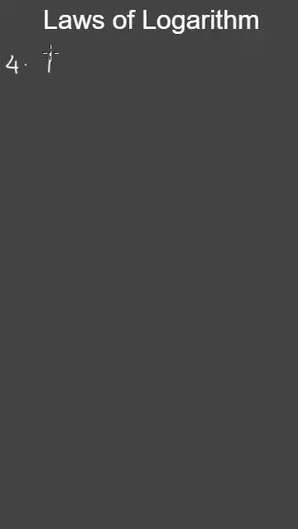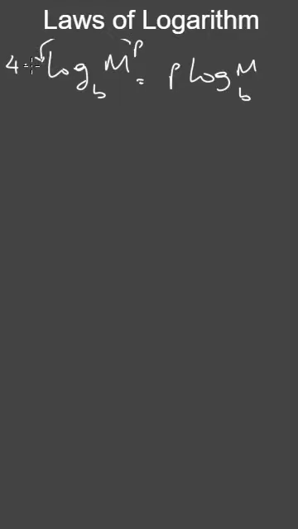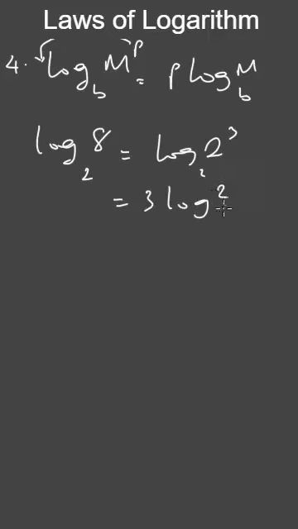The fourth law is if I have log m raised to the power p to base b, I can write this as p log m to base b. In other words, I can just take the power of the number to the front. So for example, if I have log 8 to base 2, I can simply write log 2 raised to the power 3 to base 2, and then I can bring down this 3 and it becomes this. And eventually log 2 to base 2 gives 1, so eventually we have 3.